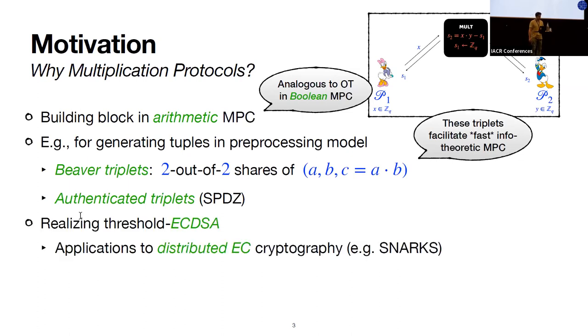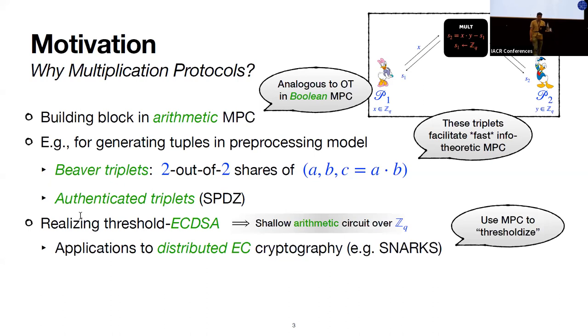Another application, and perhaps the main motivation of this work, is for realizing a threshold ECDSA. The ECDSA scheme is arguably the most popular signature scheme in the blockchain space. And there are many companies, including the one I work for, that are offering MPC signing commercially. So we can use MPC to thresholdize ECDSA. Sorry, that's not a word. And since ECDSA is simply a shallow circuit over ZQ, the resulting protocol can benefit from a highly efficient multiplication protocol over ZQ.